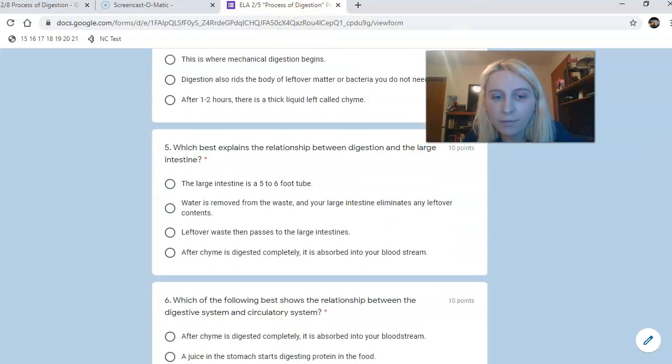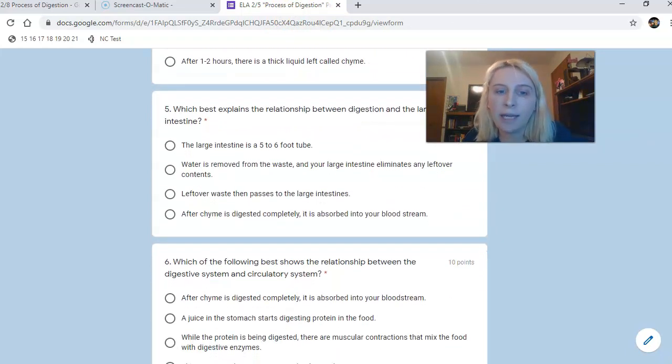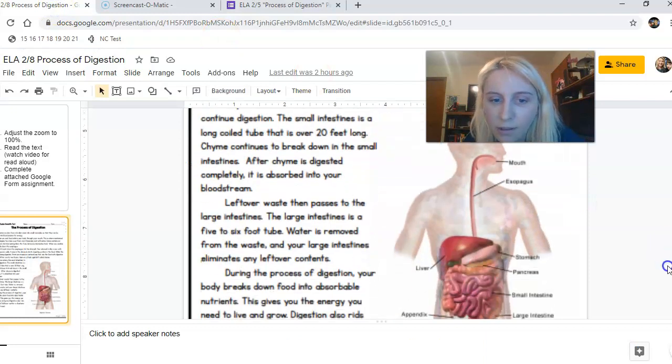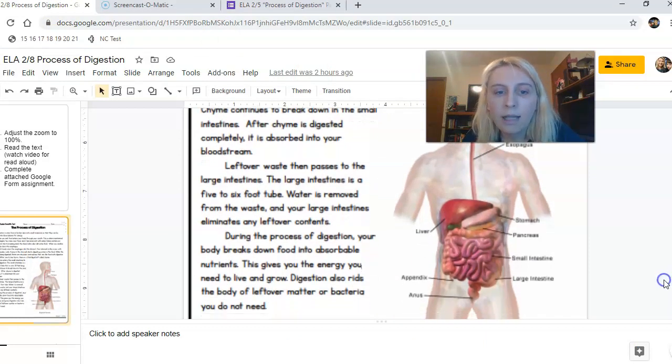Number 5. Which best explains the relationship between digestion and the large intestine? So now I need to see, well, what's the large intestine's role in this digestion process? Let's go see. All right, large intestine. That was towards the end. There we go. Leftover waste then passes to the large intestines. The large intestines is a 5 to 6 foot tube. Water is removed from the waste, and your large intestines eliminate any leftover contents.